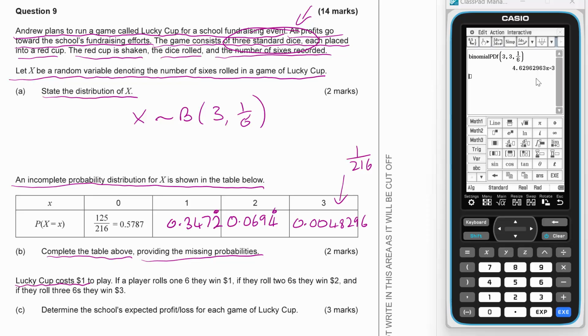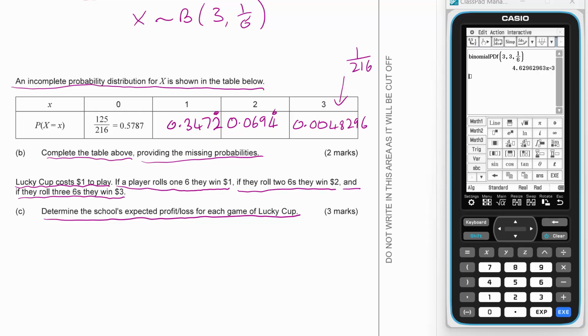Lucky Cup costs $1 to play. If a player rolls one 6, they win $1. If they roll 2 sixes, they win $2. And if they roll 3 sixes, they win $3. Determine the school's expected profit or loss for each game of Lucky Cup.